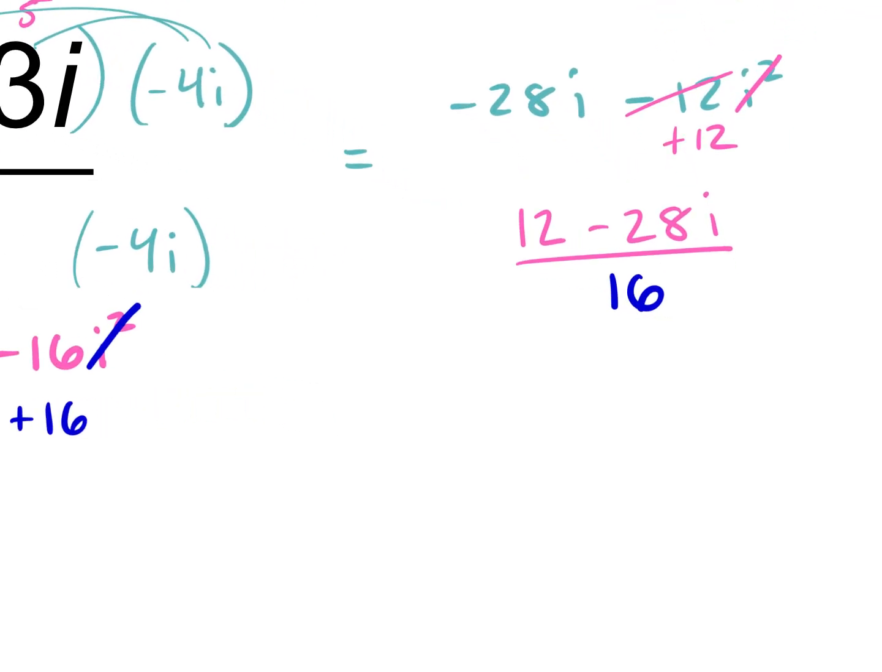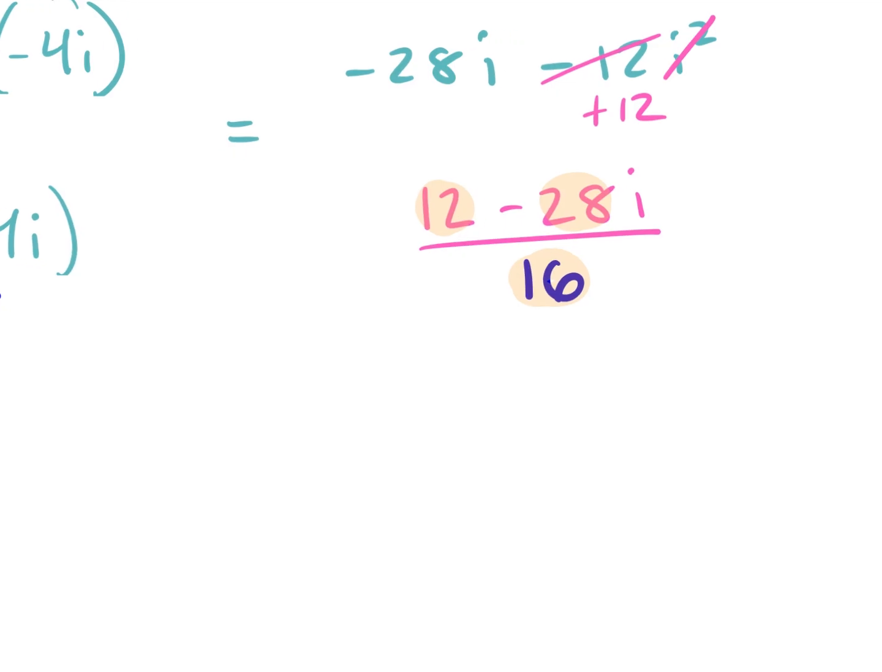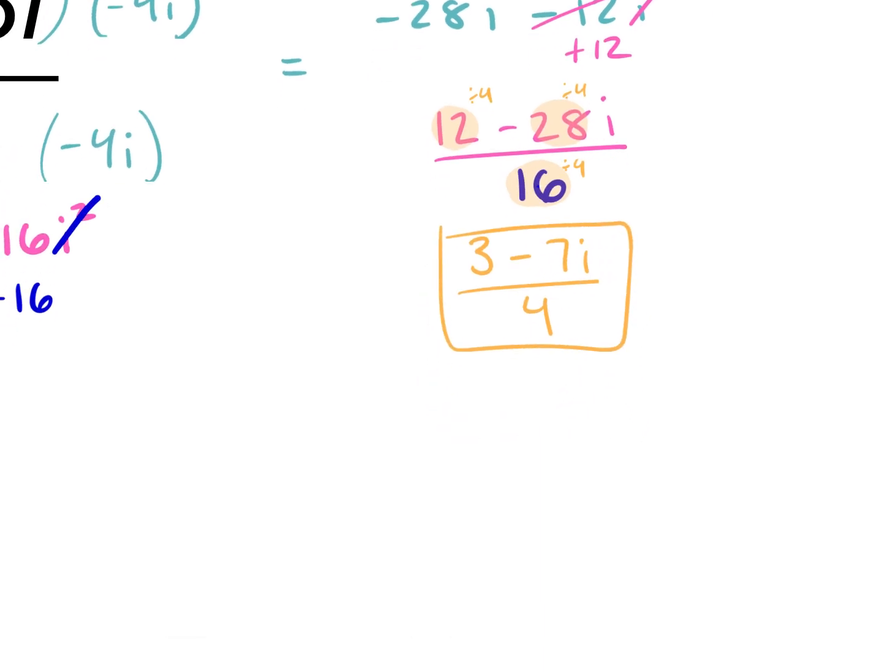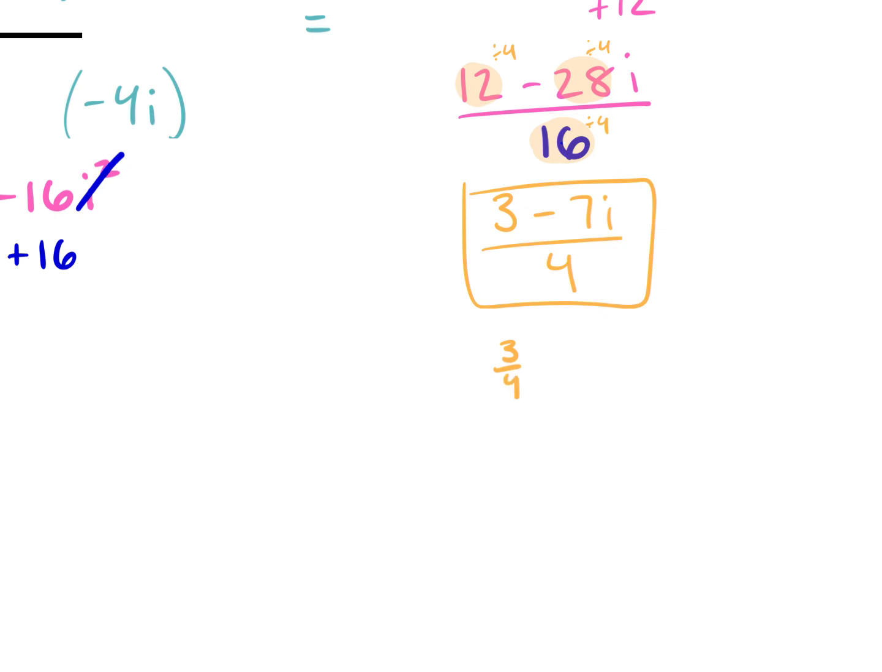Now you can simplify only if all three of your whole numbers are divisible by the same thing. Do we have a common factor for all three of our whole numbers here? 4. We can divide them all by 4. Perfect. So divide by 4, divide by 4, divide by 4. So we get 3 minus 7i over 4. So this would be our answer. Now remember, on WebAssign, it's going to want you to separate it. So it'd be 3 over 4 minus 7i over 4.